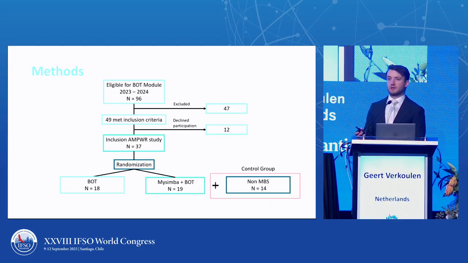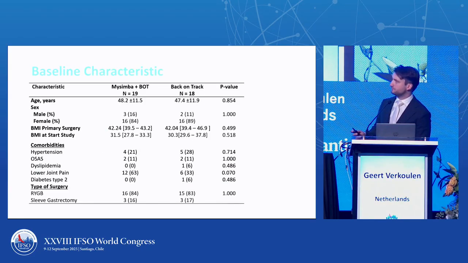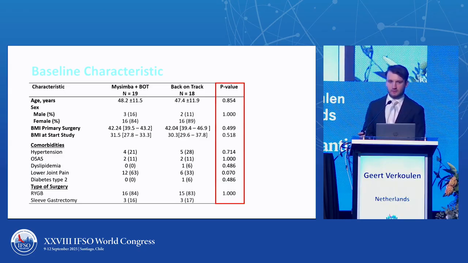Eventually, like I said, the study came to an early stop, so the inclusions were a little bit less than expected. 96 patients were eligible, of which 47 were excluded due to exclusion criteria. 49 met inclusion criteria and 12 declined study participation, which left us with 37 patients after randomization, between 18 in the Back on Track group and 19 in the medication group, the MySimba and the Back on Track, and additionally 14 non-metabolic bariatric surgery patients. When we look at the baseline characteristics, I think what's important to see is that there is no significant difference between groups. Overall, it's a quite normal metabolic bariatric surgery group.